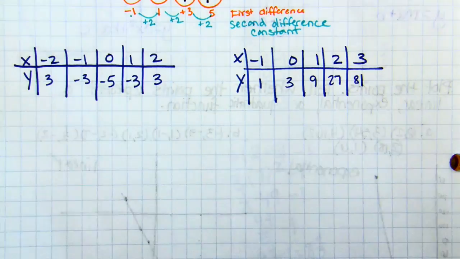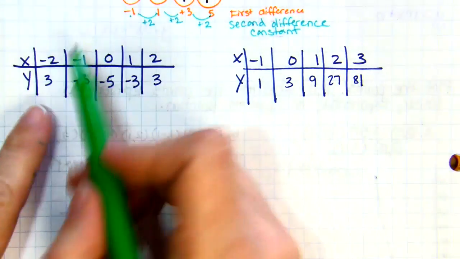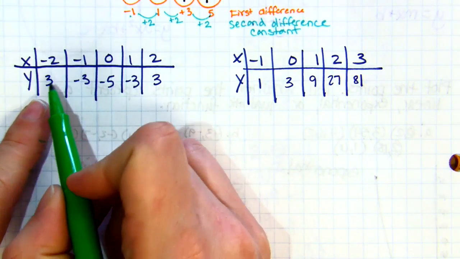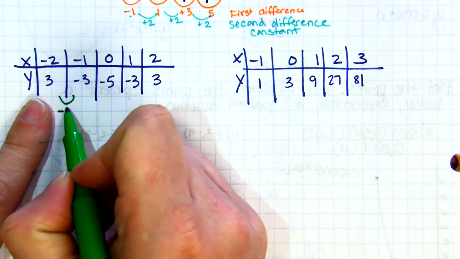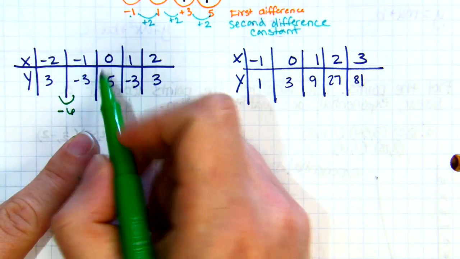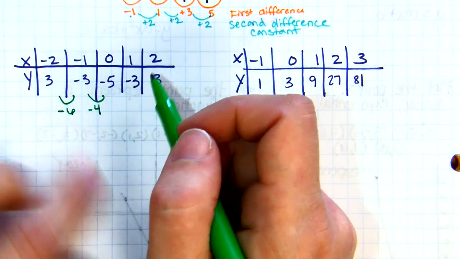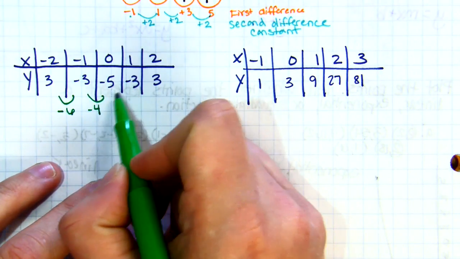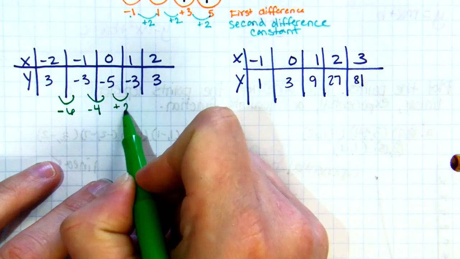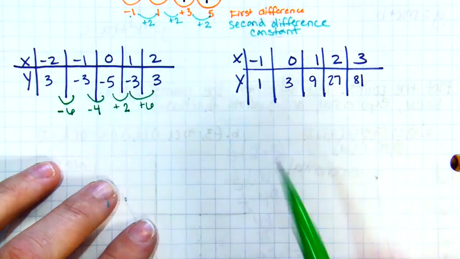Here I have two different tables that I want to determine if they are representing linear, quadratic, or exponential functions. So let's start off by looking at the difference. To go from 3 to -3, I am subtracting 6. To go from -3 to -5, I'm subtracting 4. So that tells me it's not linear because that's not constant, but I'm going to keep going anyway. To go from -5 to -3, I'm adding 2, and to go from -3 to +3, I'm adding 6.